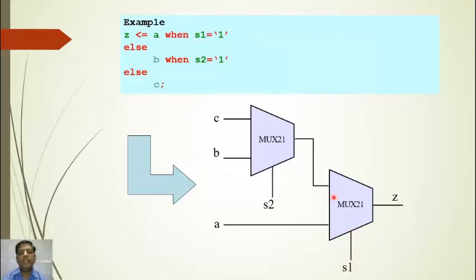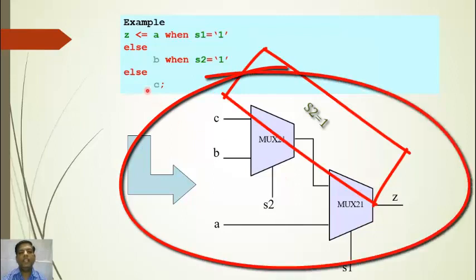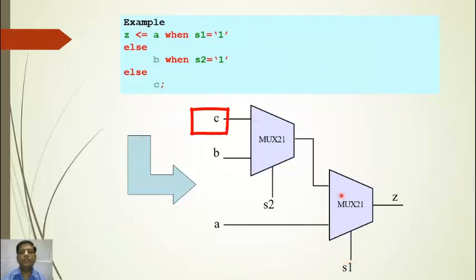Okay. Else B when S2 is equal to 1. Else B when my S2 is equal to 1. Else simply C, C output is there.